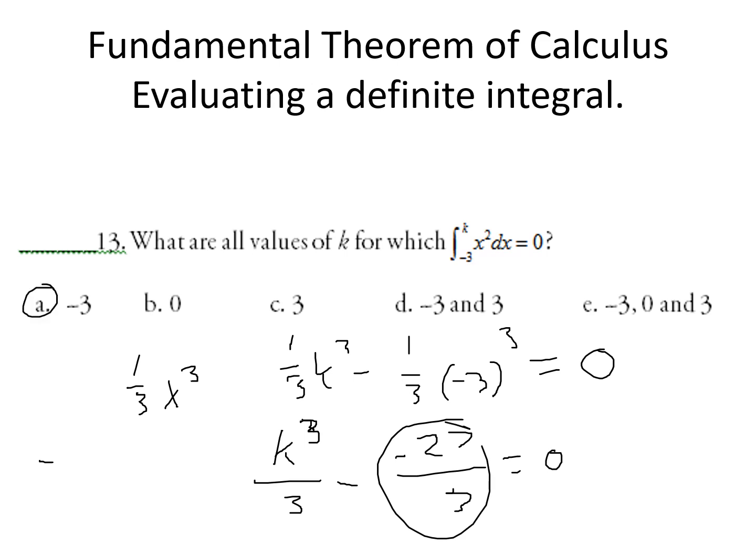Let me check on the Photomath. Yeah, k equals negative 3. Nice. Let me write that down.